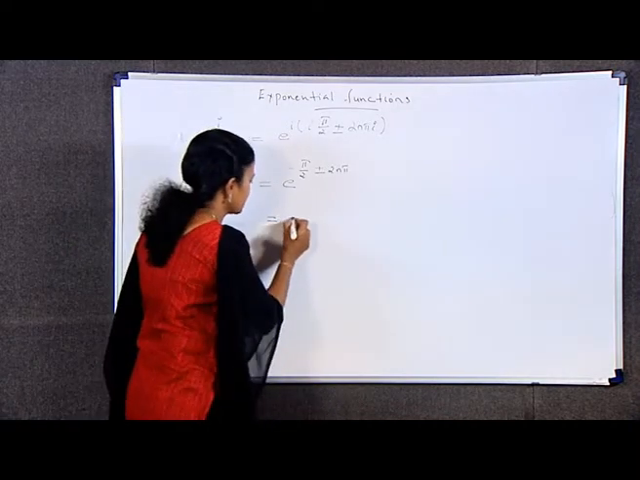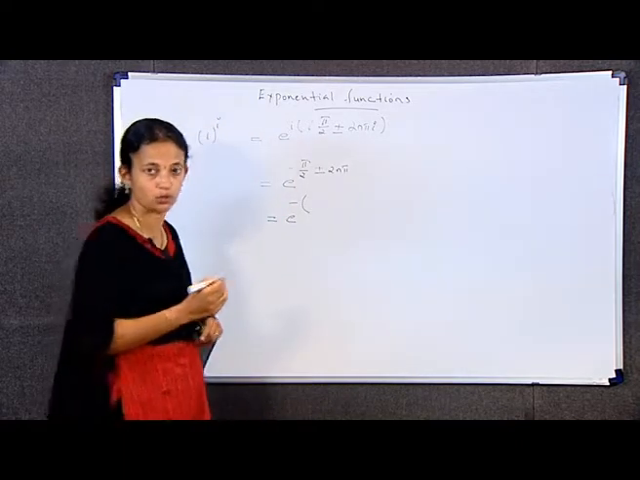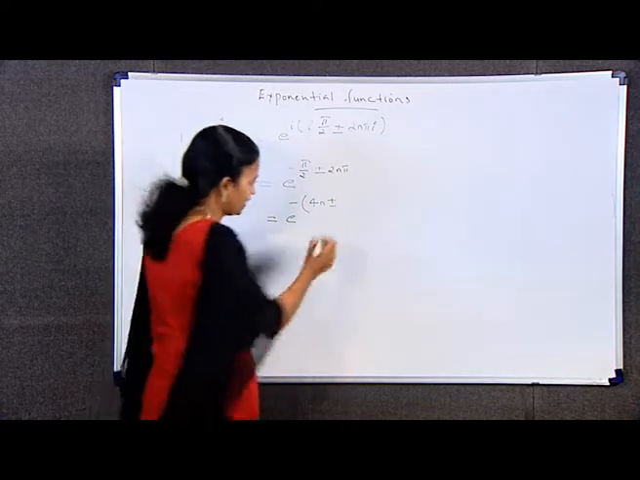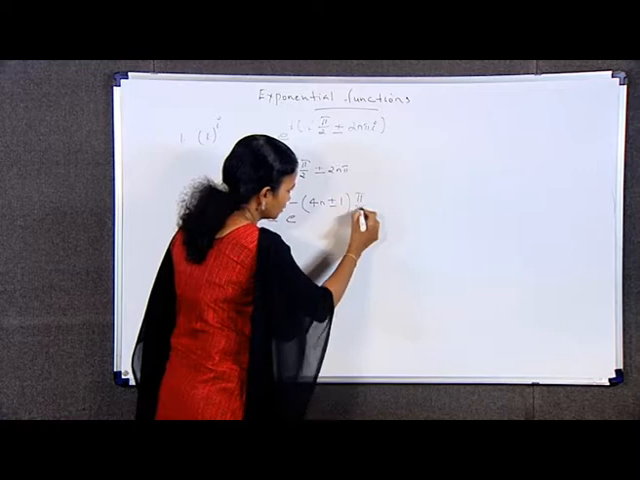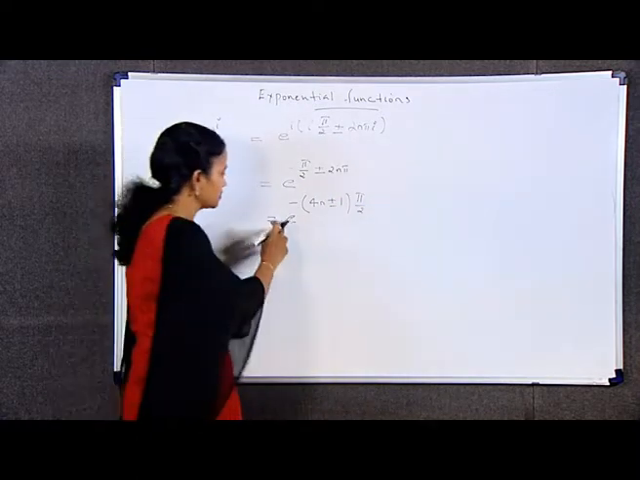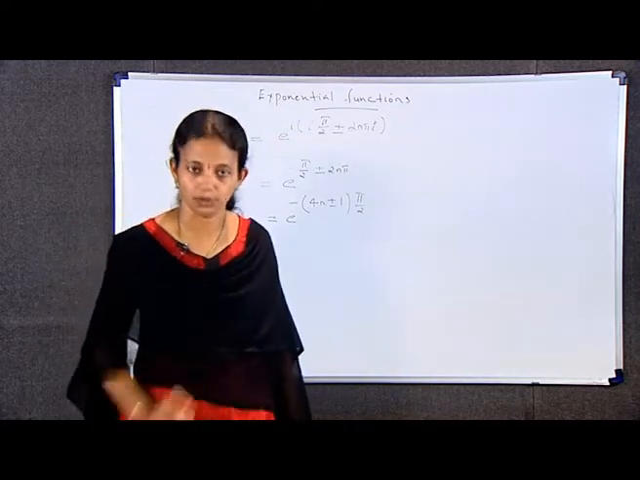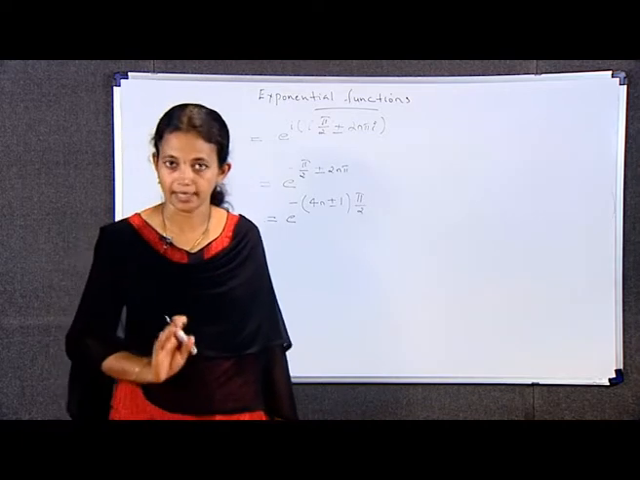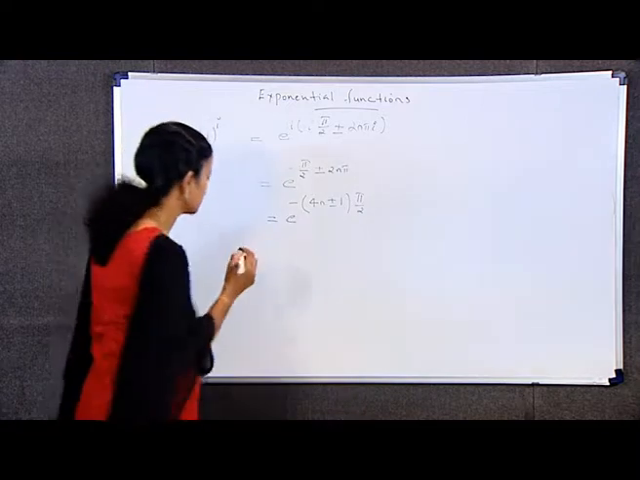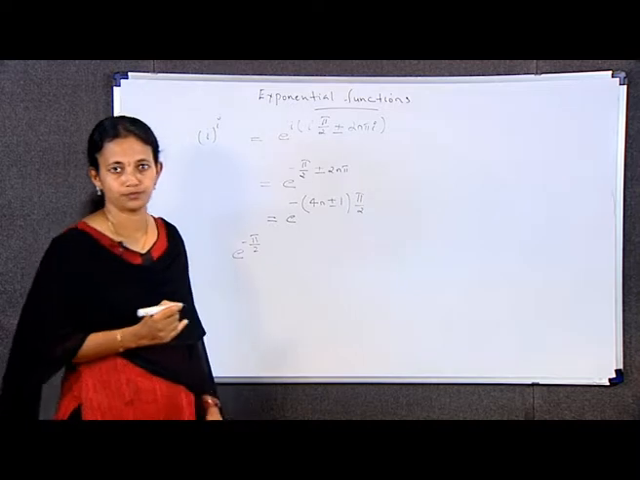Or this I can write as e raised to, I am taking minus outside, minus into 4n plus or minus 1 into pi by 2. I am taking pi by 2 outside, and it becomes e raised to minus 4n plus or minus 1 into pi by 2. All these values are real, and the principal value, that is putting n is equal to 0, we get e raised to minus pi by 2.